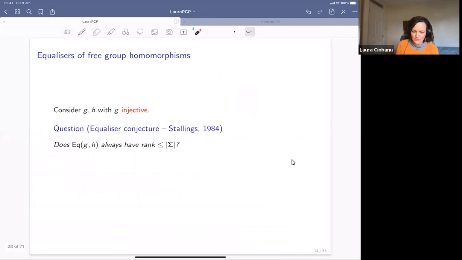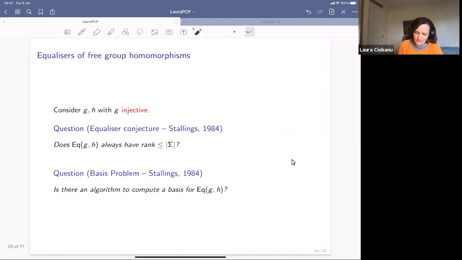Okay, so we will stick to one of the maps being injective. I'll tell you what happens if they're not. But if we have one of them injective, then this PCP-related topic was there for a long time. Stallings asked in 1984, does the equalizer have rank less than the rank of the group? Without mentioning PCP, this was about the rank of the equalizer. And Stallings also asked, as anyone would, is there an algorithm to compute a basis for the equalizer, if it is finitely generated?